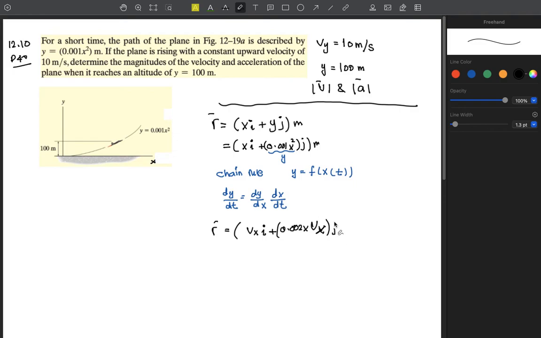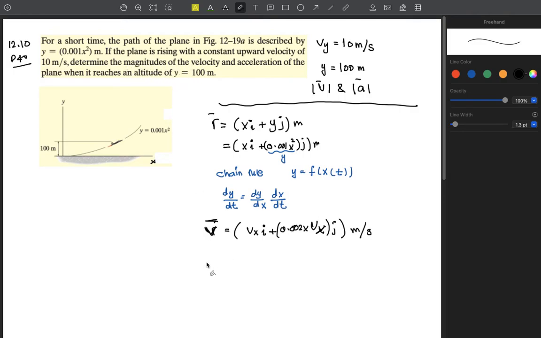In the j direction, in meters. Oh, sorry, this is not meters, and this is velocity. I apologize. So this is velocity, right? In meters per second. That's it. We're done. So now the question is asking us to determine the magnitude of the velocity.